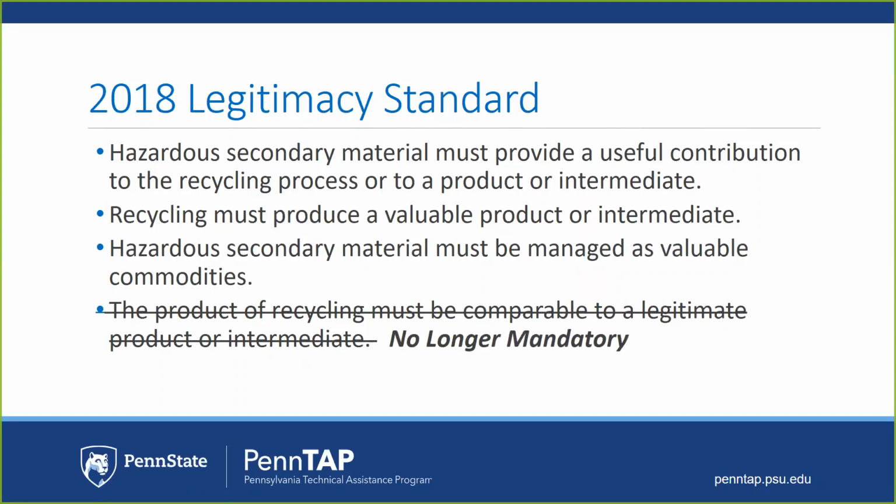The 2018 Final Rule vacated the fourth factor and reinstated the 2008 version. The fourth factor, again, stated that the product of recycling must be comparable to a legitimate product or intermediate. In the 2015 rule, this was a requirement that must be met to establish legitimacy. In the 2008 version of the rule, this was a consideration, not a requirement, in establishing legitimacy. The 2018 Final Rule now incorporates this factor as a consideration, not a requirement.